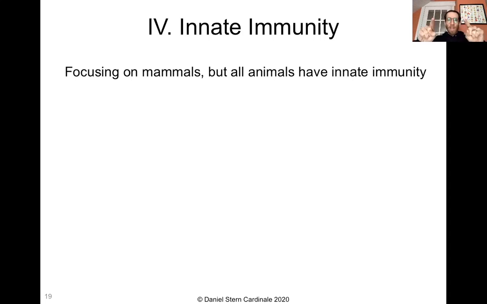Let's get into it. Innate immunity. We are going to focus on mammals, but all animals have some kind of innate immunity. For organisms like cnidarians, for example, you can imagine it's a lot simpler than what we're going to talk about for mammals, but we're going to focus on mammals and specifically human innate immunity.